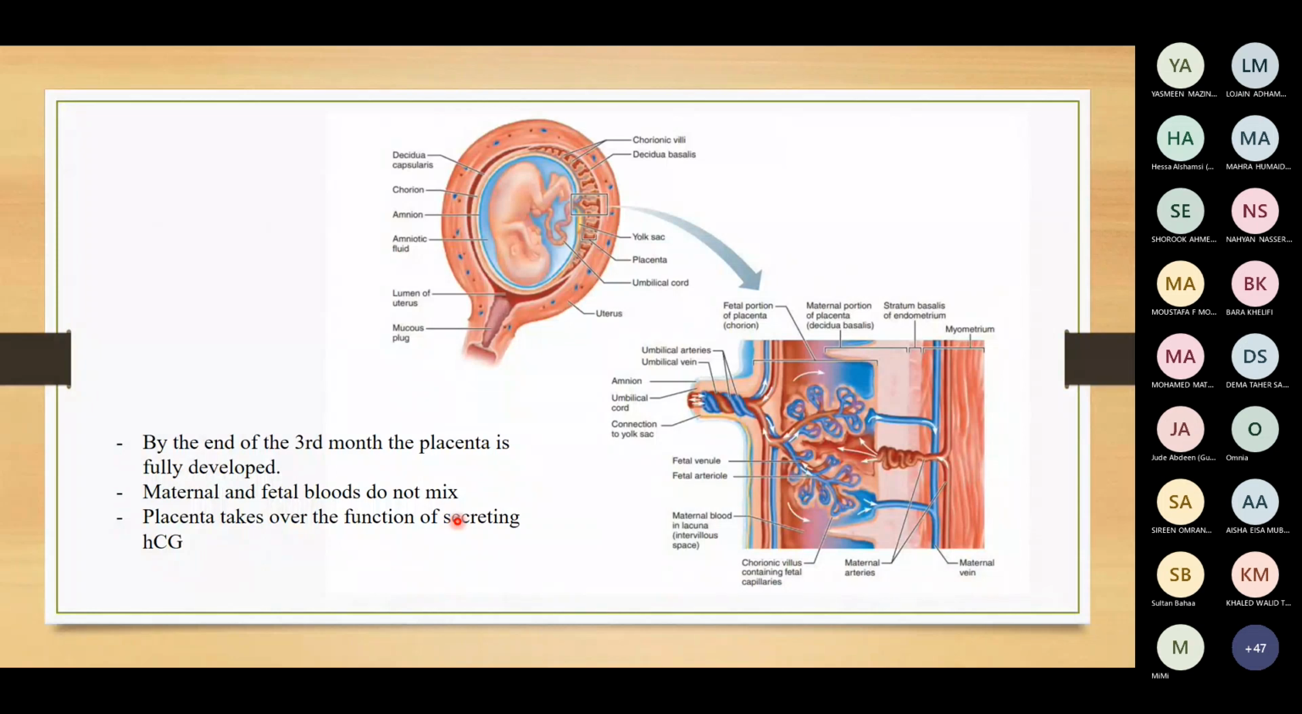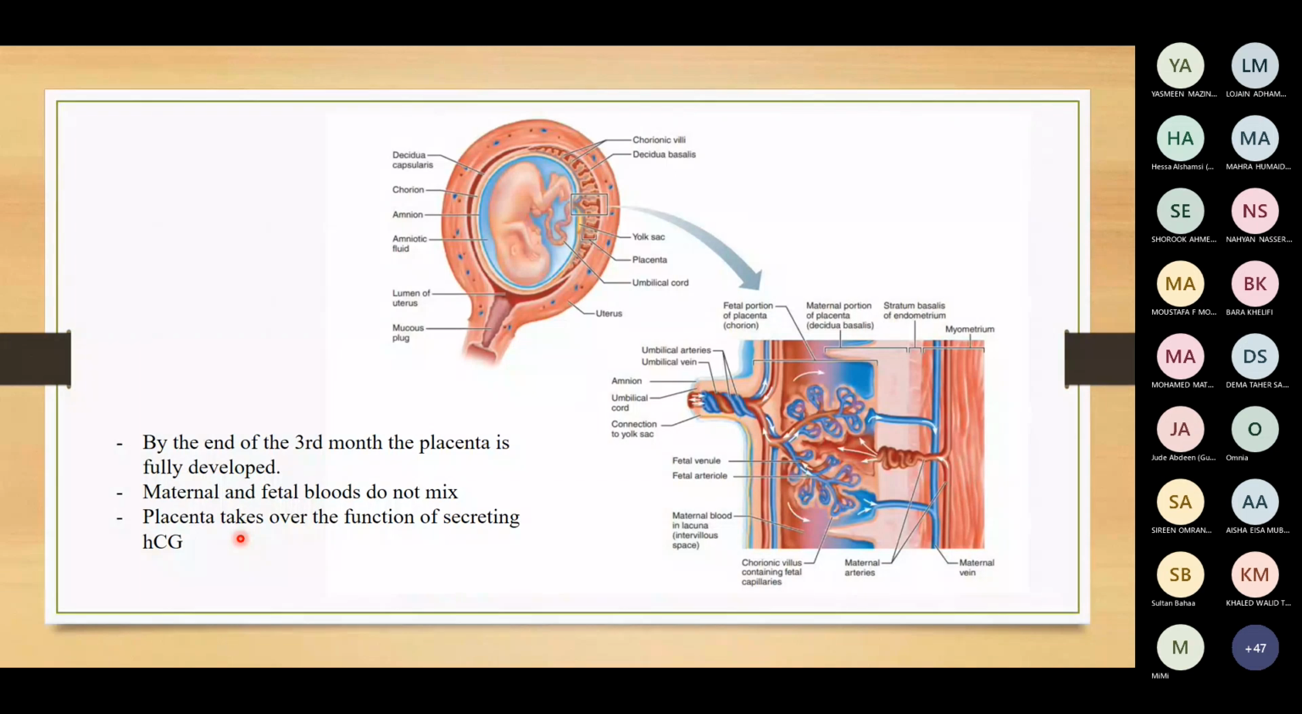The mother gives the child the oxygen and the nutrients, and the child gives the mother the waste products it forms, okay? But they don't actually intermix, because if you mix the good blood with the bad blood, it's not going to work out. They are close to each other, exchange happens, but the bloods do not mix whatsoever, okay? And once the placenta is fully formed, it takes over the function of secreting HCG. What secretes HCG first during the first months? The corpus luteum. The syncytiotrophoblasts, okay? So at this stage, the placenta takes over that function. Is everything clear?